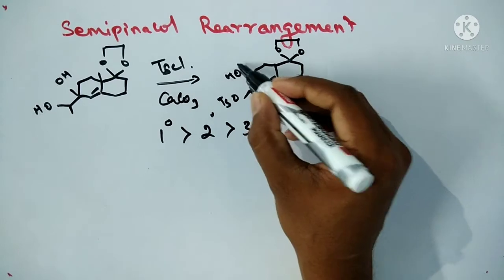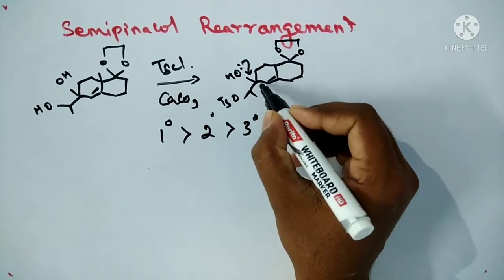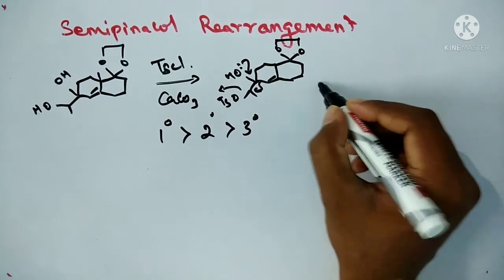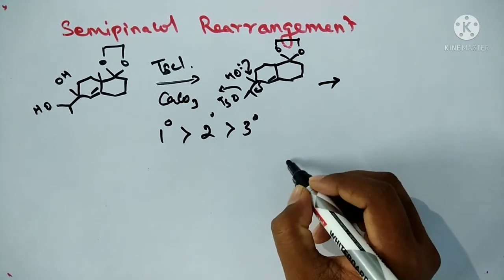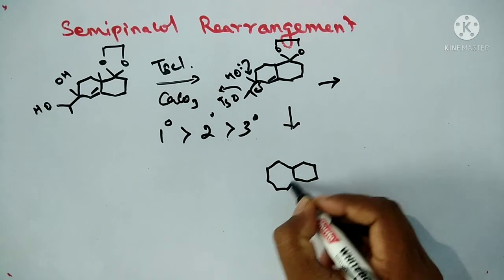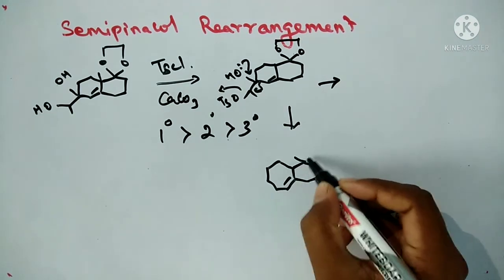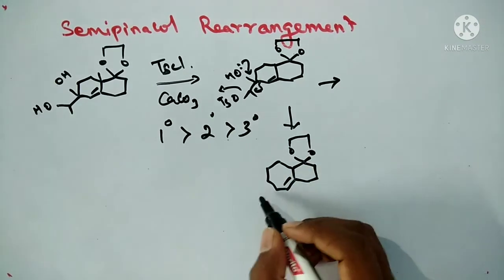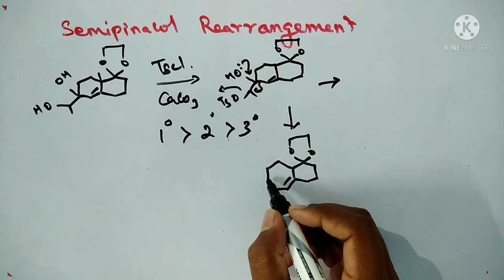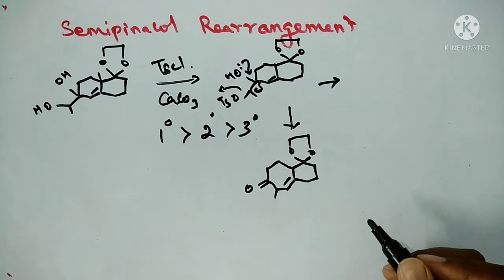Then this electron pushes, and at the same time this bond comes here, and automatically the tosylate leaves. So what you will get is a 7-membered ketone. We will get a 7-membered ketone.